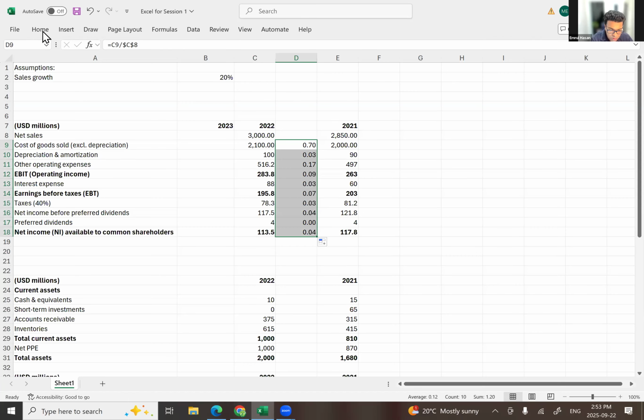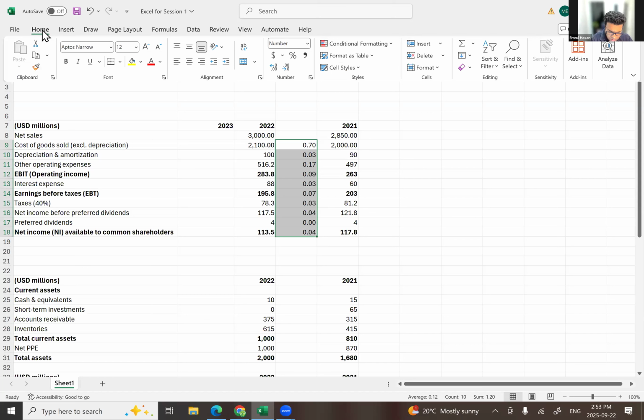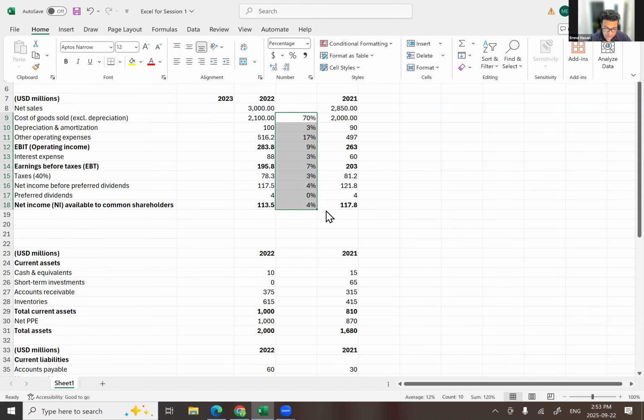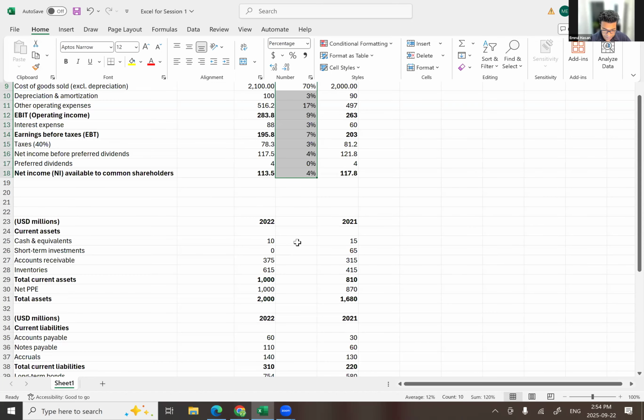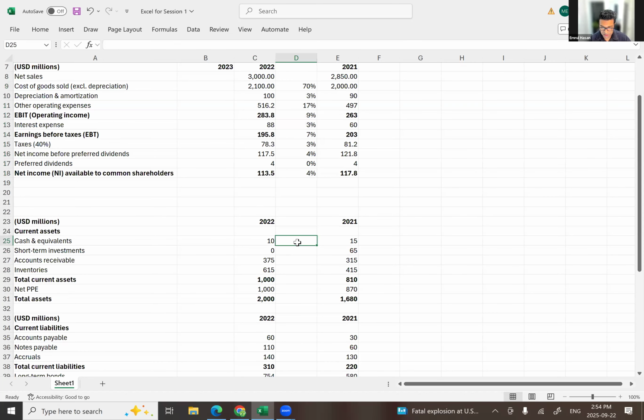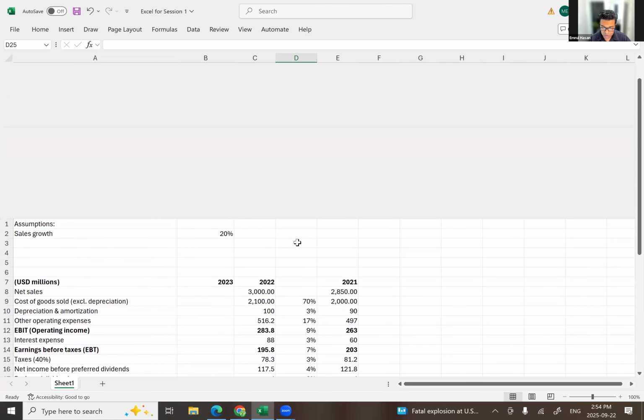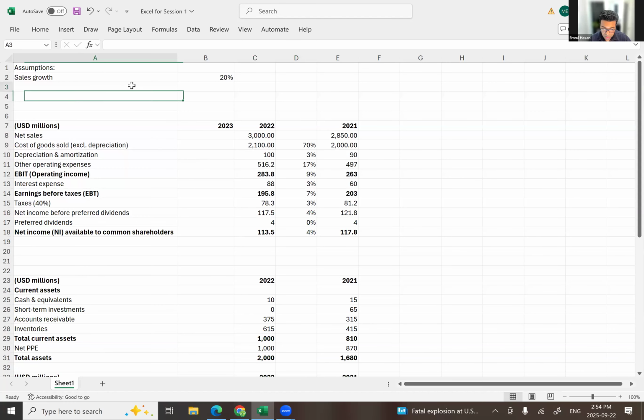Anyway, so this is a common size income statement which shows you everything as a percentage of sales. Here we can just grow things as a percentage at 20%. That's okay. And look, this 20% number needs to be connected. I'll show you how. So first of all, sales growing by 20%. So these times you should do 1 plus 20%.